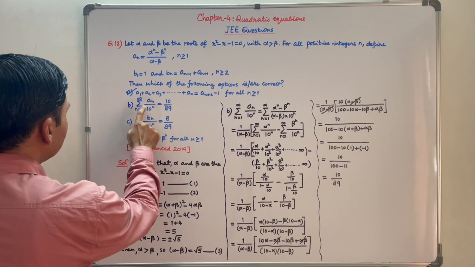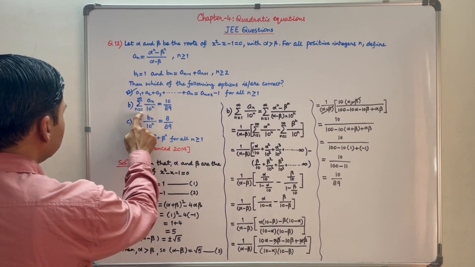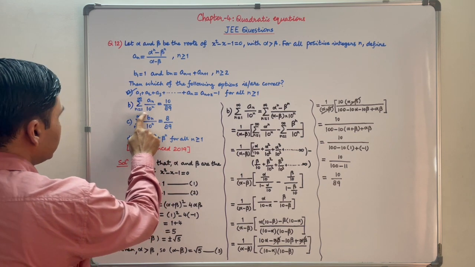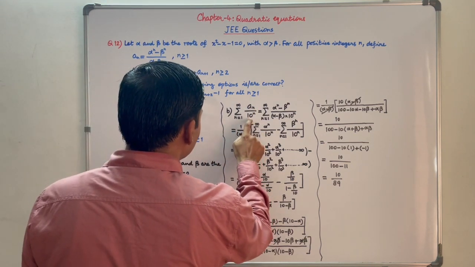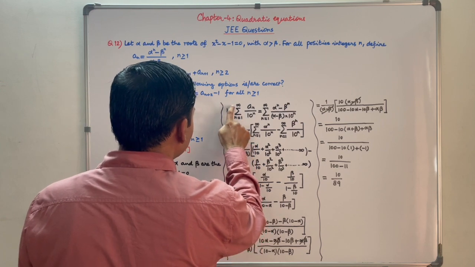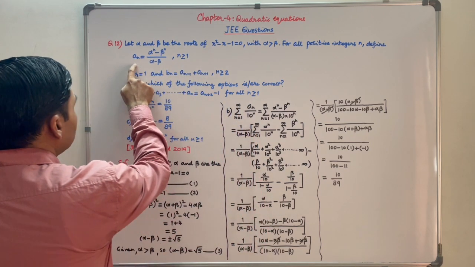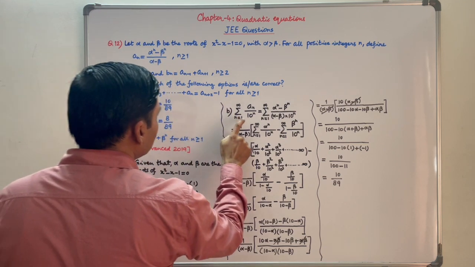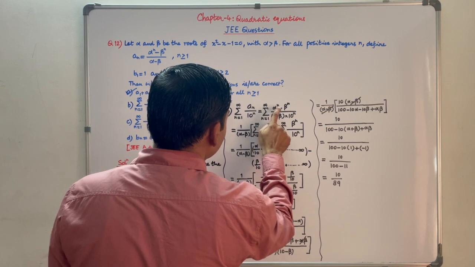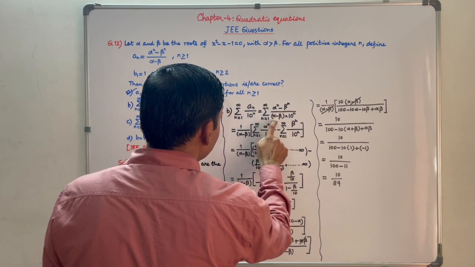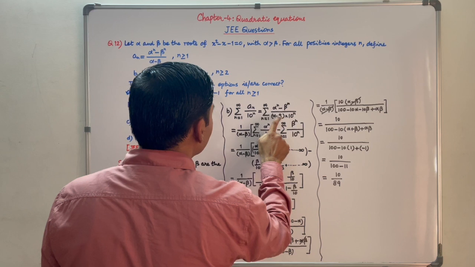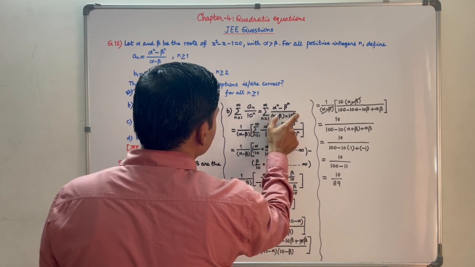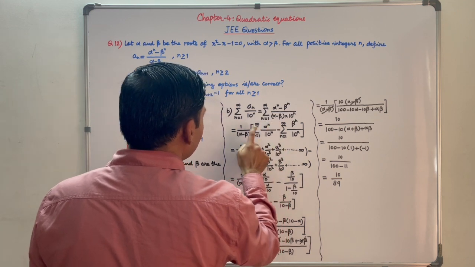Statement B. Summation of a n upon 10 to power n from n is equal to 1 to infinity is equal to 10 by 89. Left hand side is summation of a n upon 10 to power n from n is equal to 1 to infinity. Given that a n is equal to alpha to power n minus beta to power n upon alpha minus beta. So this is equal to summation of alpha to power n minus beta to power n upon alpha minus beta into 10 to power n from n is equal to 1 to infinity. Now this can be split into two terms. Take 1 upon alpha minus beta outside.